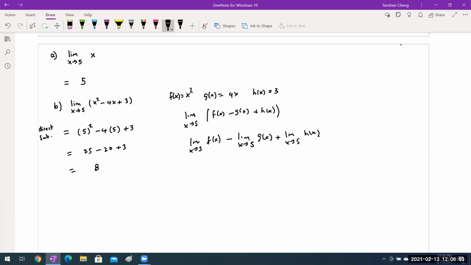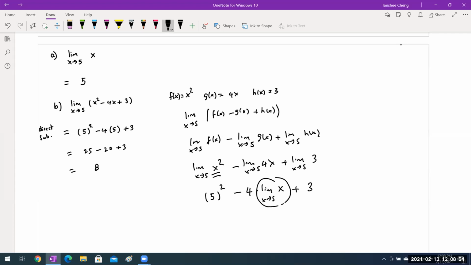And then you can do each part: the limit as x approaches 5 of x squared, the limit as x approaches 5 of 4x, and plus the limit as x approaches 5 of 3. Since this is a polynomial, and this is a power function, x to the second power, according to the property we can substitute. This is a constant multiple, so I can look at it as a constant times the limit as x approaches 5 of x, and the limit of a constant is just that constant, by using property number 1. And now this is basically the linear function. So it'll be 25 minus 4 times 5 plus 3, which gives us the same answer, 8. So this is breaking it down one by one using the limit laws to attack the problem.